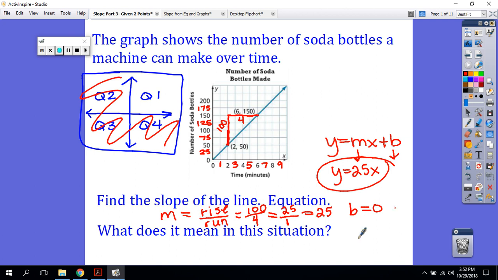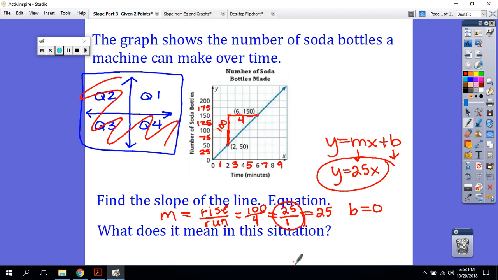What does it mean in this situation? This is a new question that comes along with these types of graphs. All right, so we got to go back to the top. It says the graph shows the number of soda bottles a machine can make over time. The graph is titled the number of soda bottles made. The x values that we were going over 1 each time, this is the time in minutes. The y values, when we did our rise, represents the number of soda bottles that are made. When we found our slope, we got 25 over 1.